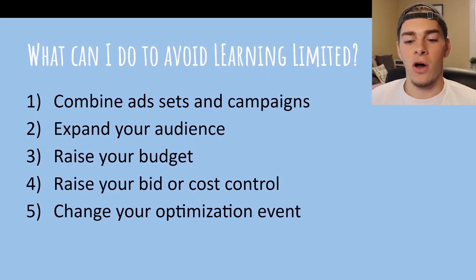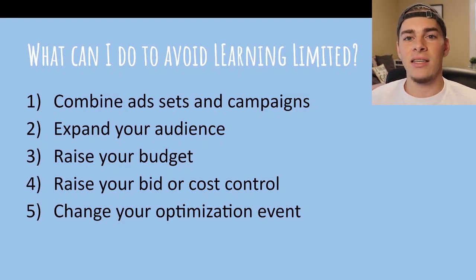Number two, expand your audience. Number three, raise your budget. Number four, raise your bid or your cost control, right? If you're doing any form of manual bidding and not automatic bidding. And number five, change your optimization event. Now, really just quickly touching upon each of these.